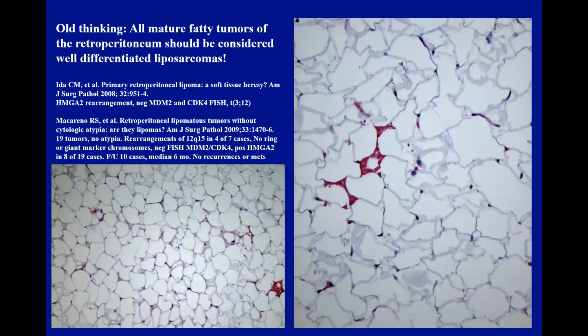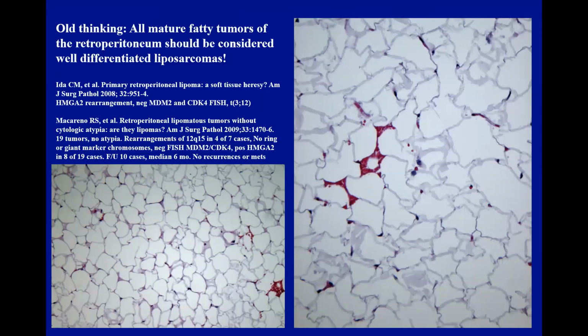liposarcoma. Now, one of the outcomes of the molecular world, and this has changed the face of a lot of tumors that we actually see and what we consider to be within that tumor spectrum, was that molecular testing both reshaped the spectrum and in some cases expanded the spectrum of what we could consider within a specific category of tumors. And one area that it definitely affected was in the arena of retroperitoneal fatty tumors.